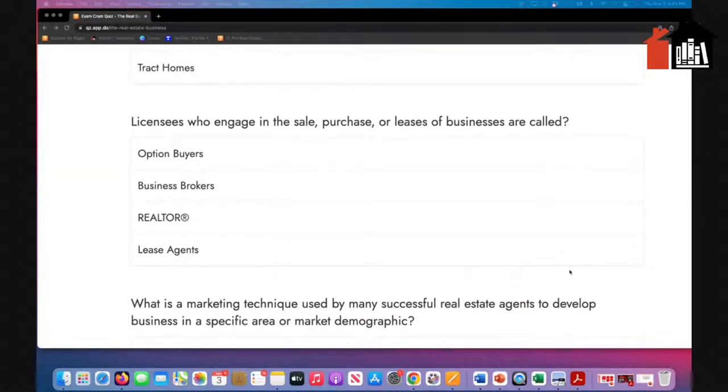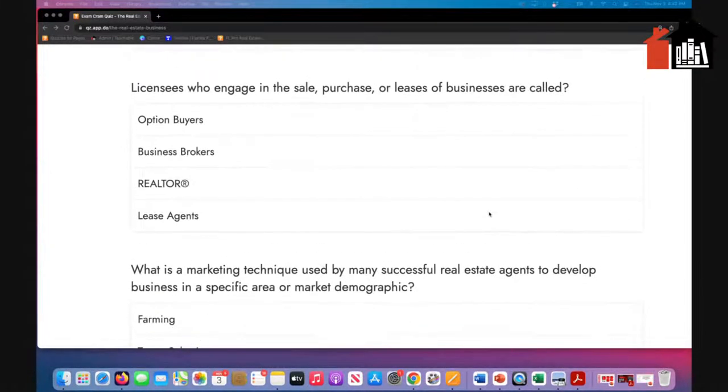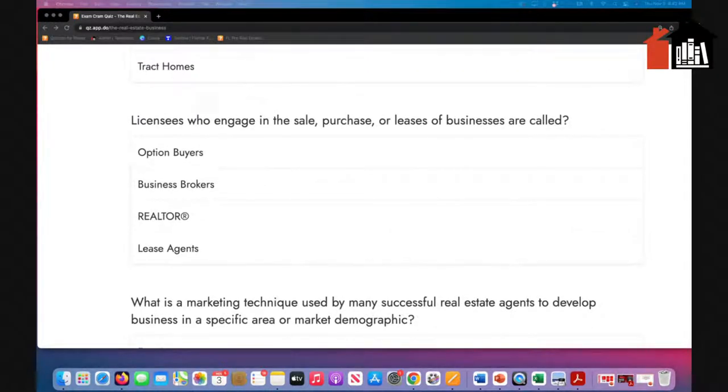Licensees who engage in the sale, purchase, or leases of businesses are called what? Anybody tell me? Looking for the big answer. A little bit more time. Good group. Okay. Licensees who engage in sale, purchase, or leases of businesses are called. What are they called? Okay, we got somebody put realtors up there. Okay. Now, before you put that, be careful putting that up there. Realtors, Jessica put it up there.